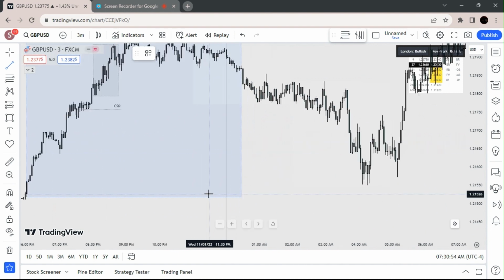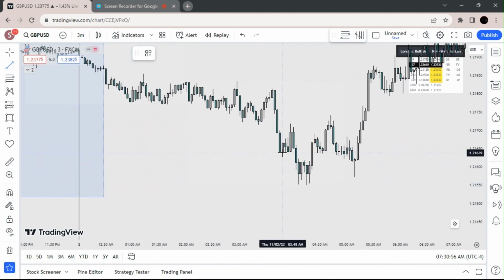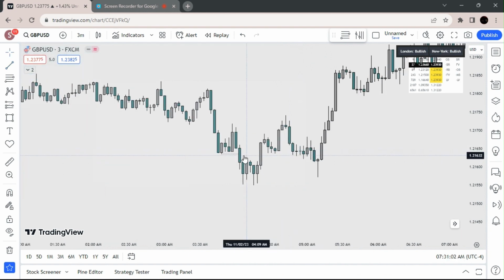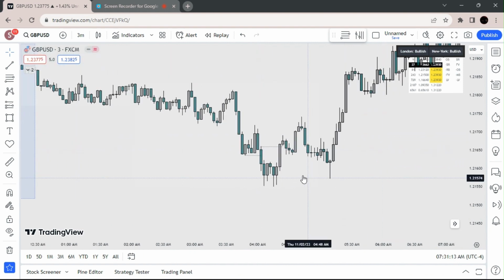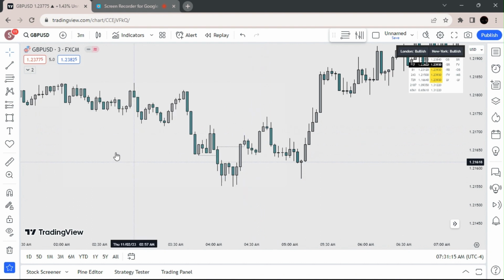But yeah, we have a CSD right here as well. And you see we're at like the bottom of a range. So you want to use Goldbach rejections with CSD. So you see this low right here? It had gotten ran by this candle, right? So then when price closes above this candle, like right here with this candle, then you want to look for the retracement back to the order block.